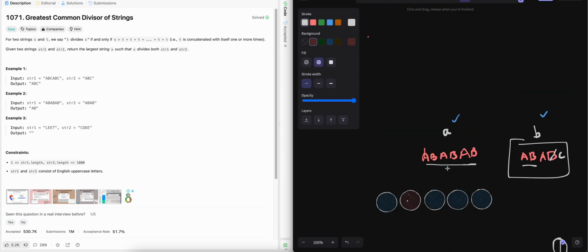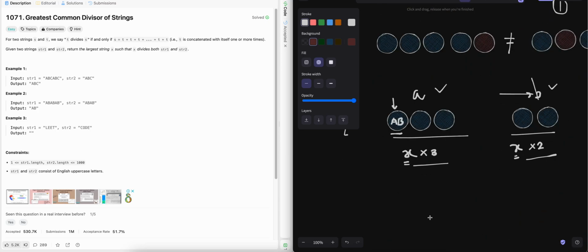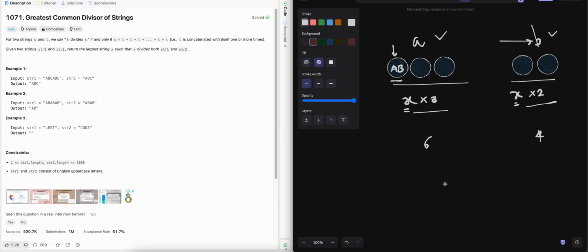If you look at this example right here, the length of A is 6 and the length of B is 4. From the question we have been given that the length of A is 6 and the length of B is 4. Now if we want to figure out this X, the common value that's being repeated multiple times to form our string, how can we do that? If we find the GCD of both 6 and 4, then we'll be able to figure out the value of X.